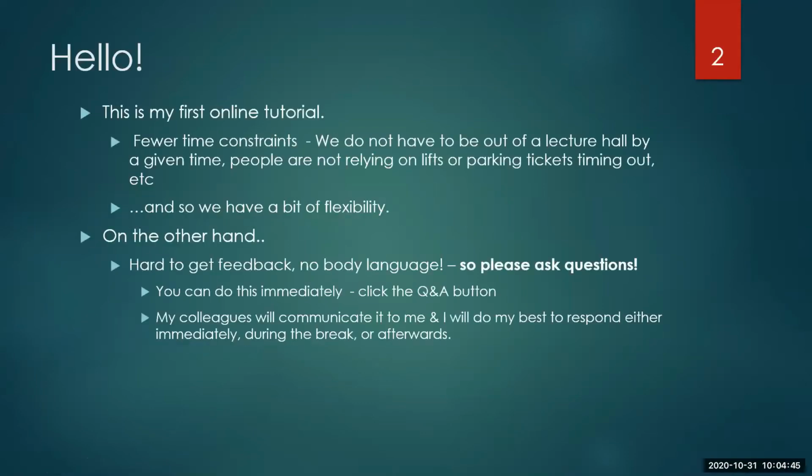So this is my first online tutorial, and I've been thinking about this over the last couple of days. I think there are advantages and disadvantages. Some of us at least have fewer time constraints, we don't have to be out of a lecture hall by a certain time, and people aren't relying on lifts or worried about parking tickets timing out, so we've a bit of flexibility. On the other hand, it's hard to get feedback. I can't see anyone, so there's no body language.